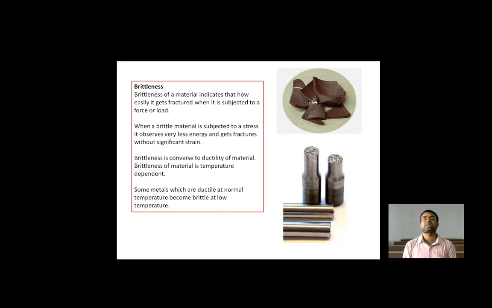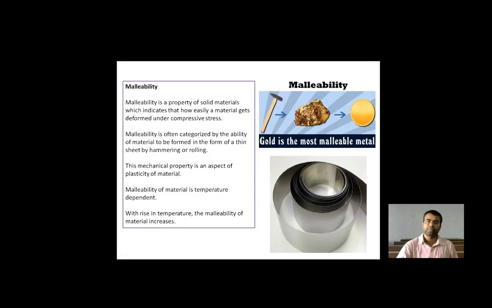So brittleness converts to ductility of a material, and the material is temperature dependent. Some metals which are ductile at normal temperature become brittle at a low temperature. As we talked about in the earlier introduction class, that is how the Titanic was shaped. The transformation from the higher energy level to the lower energy level means the atomic structure of that particular ductile material changes from ductile to brittle, and that's why the Titanic was shaped. And that's why these things are happening.